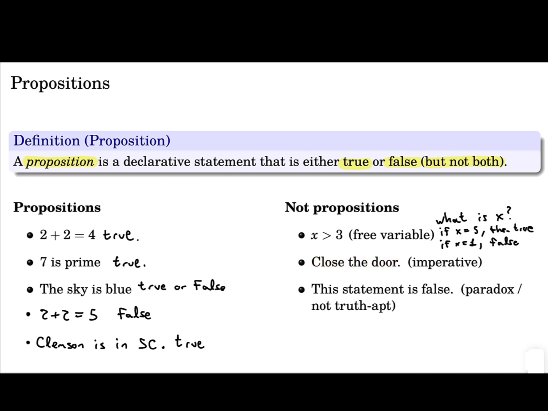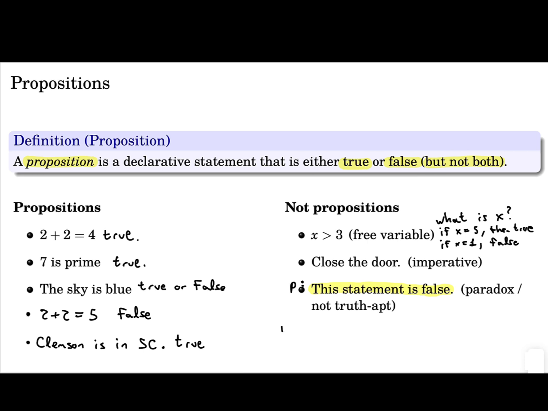So another statement which is not a proposition, and it's actually quite a fun one, is this one here. So consider the statement: this statement is false. And so let's look carefully at this. So let's call this statement P, because it'll be easier to talk about it. And let's consider the possibilities here. So of course, if P is neither true nor false, then it can't be a proposition because it has to be true or false, but not both.